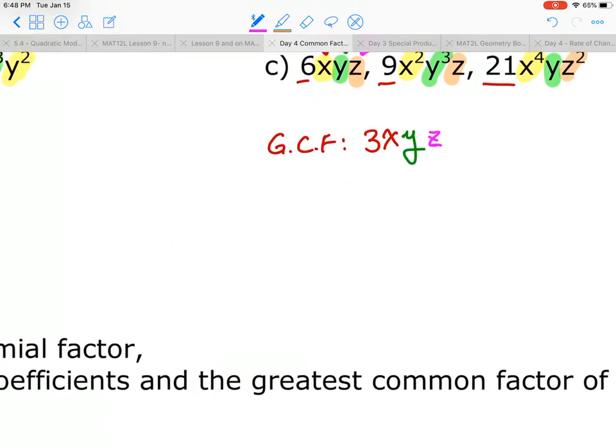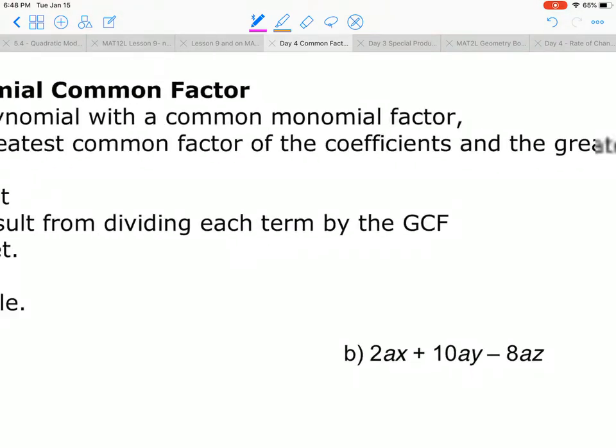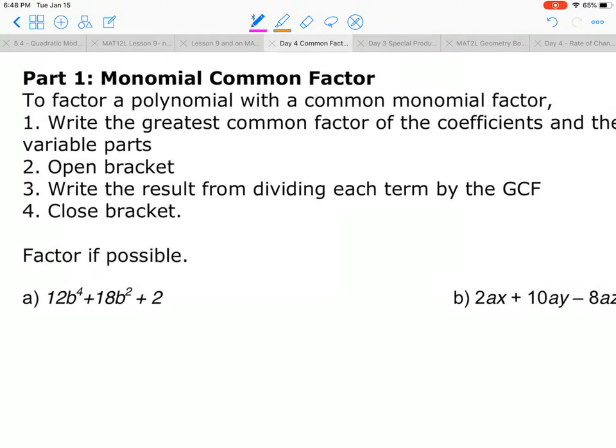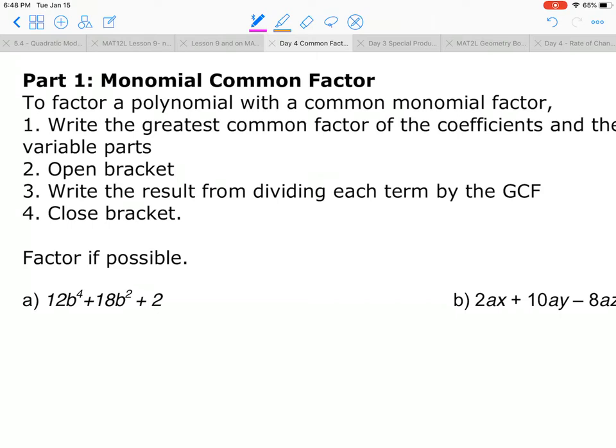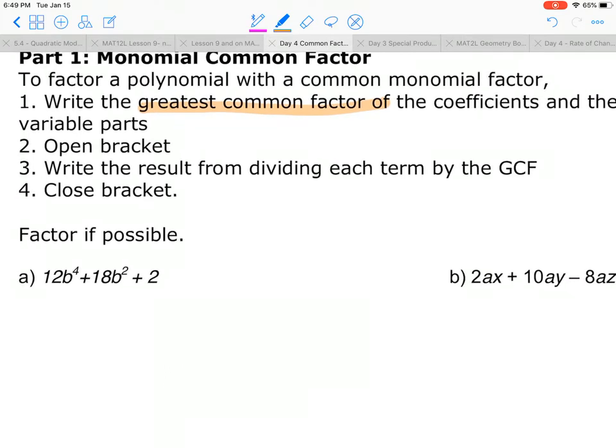So that's that. If we go to part 1, we have monomial common factor. I put the steps down for you. The first step is to write the greatest common factor. This is the first thing that we have to work on. So write the greatest common factor, and then open the bracket, write the result from dividing each term by the GCF, and then close the brackets. So let's actually practice this one.